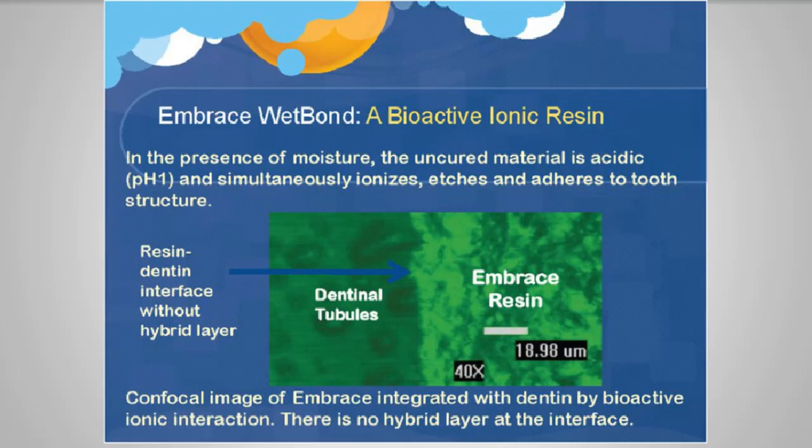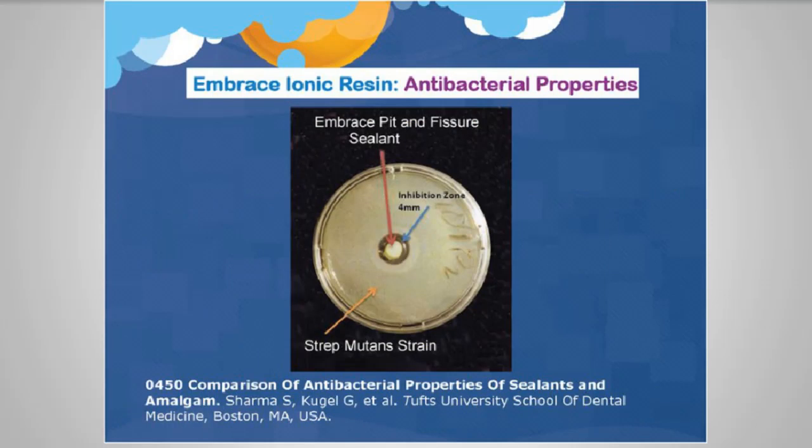And this confocal image of the dentin and the Embrace is reminiscent of the SEM I showed you earlier of the glass ionomer and the tooth structure. There is no hybrid layer. There is simply an interface, a chemical fusion of this material to the tooth structure. Very unique, very, very special. And there's no other resin restorative material or sealant material like this, any material that contains an Embrace wet bond resin material.